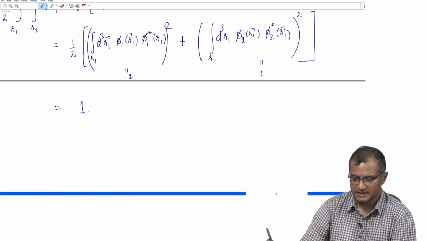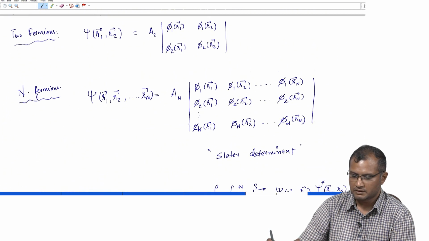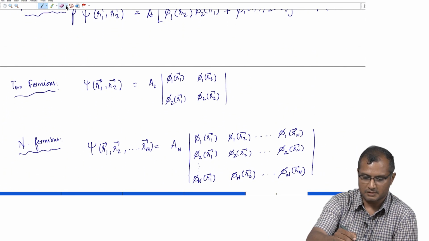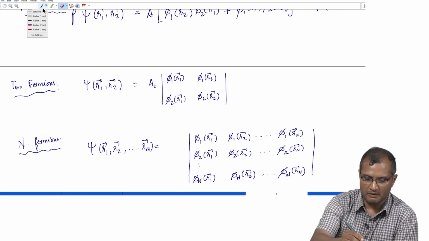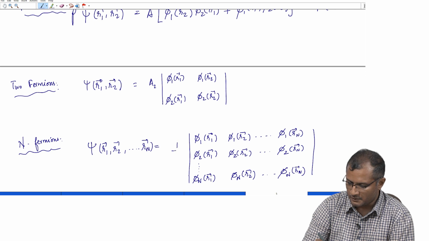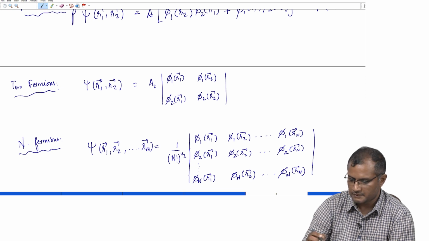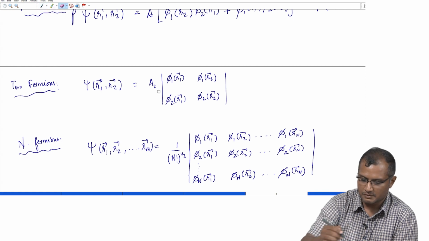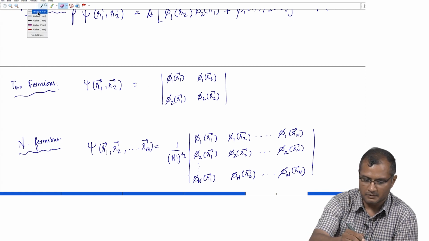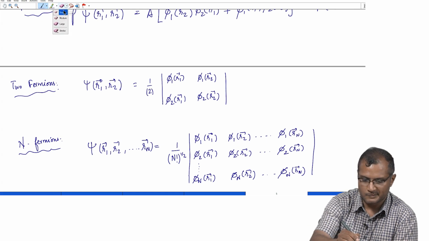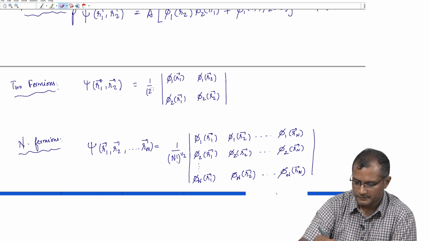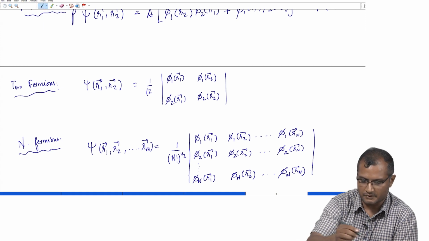So, this is how I am going to write down the normalization prefactors. For these a n, I am going to write down 1 upon square root of n factorial, and for a 2 I am going to write down 1 upon square root of 2 factorial.